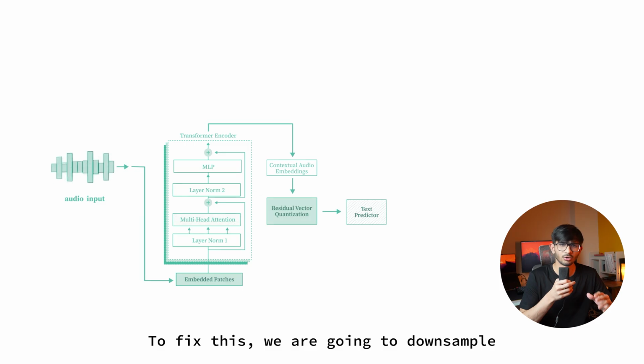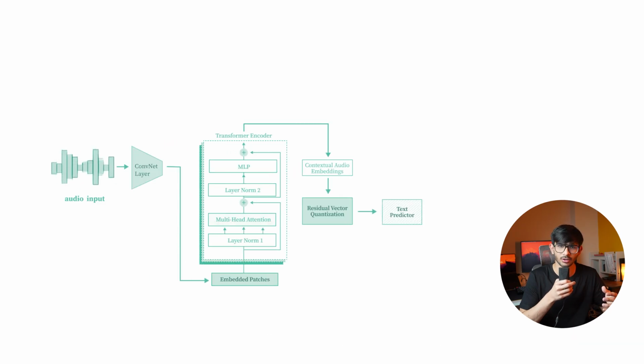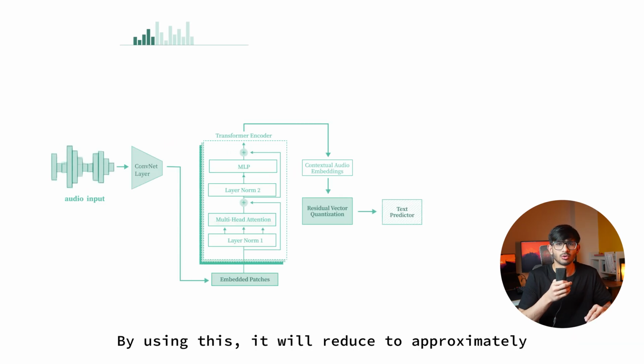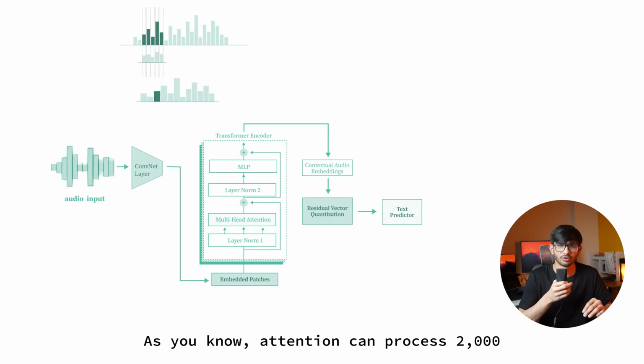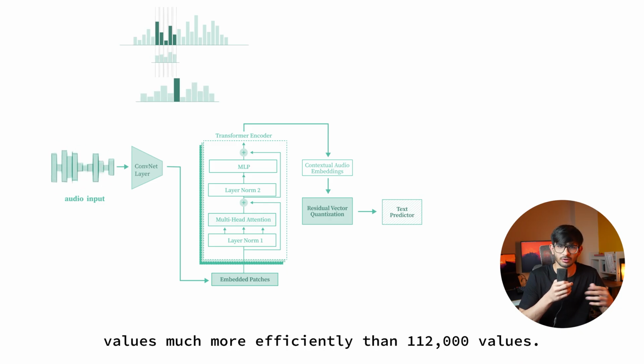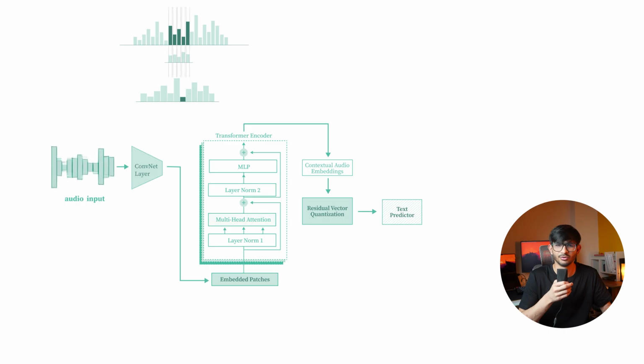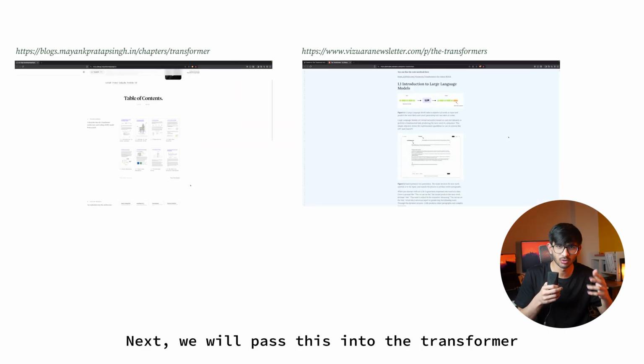To fix this, we are going to downsample the audio using a ConvNet. By using this, it will reduce to approximately 2000 to 3000 for this specific audio. As you know, attention can process 2000 values much more efficiently than 112,000 values. Next, we will pass this into the transformer architecture.